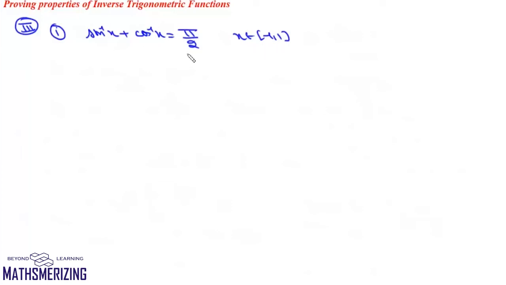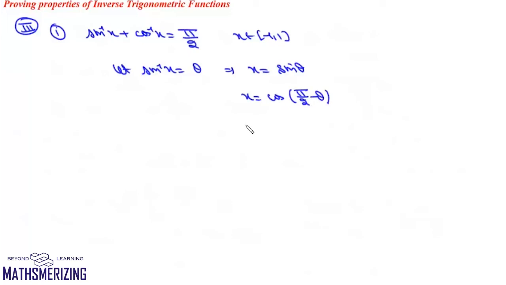Now, how do we prove this result? Again, what we'll do is let sine inverse x be some theta. We'll get x as sine theta. Now we know that cos of 90 minus theta is sine theta. So we can write x as cos of pi by 2 minus theta.